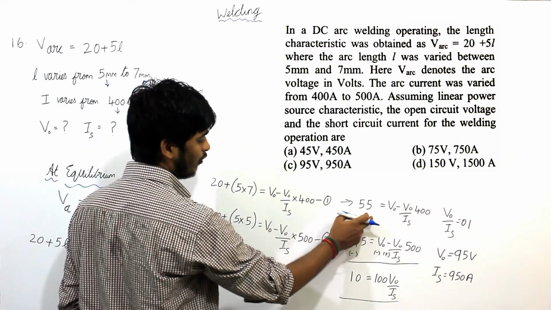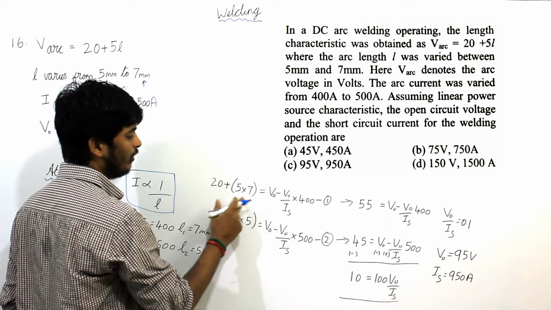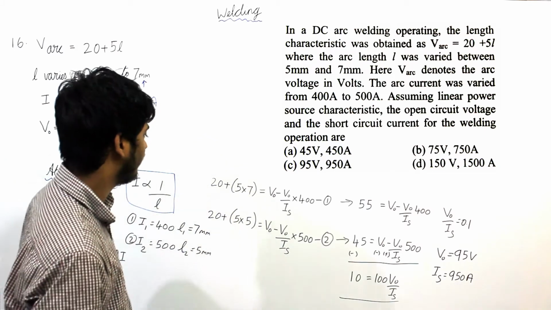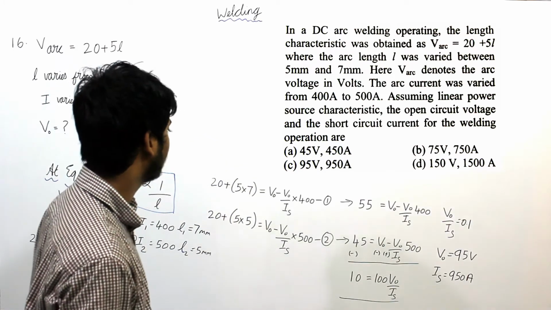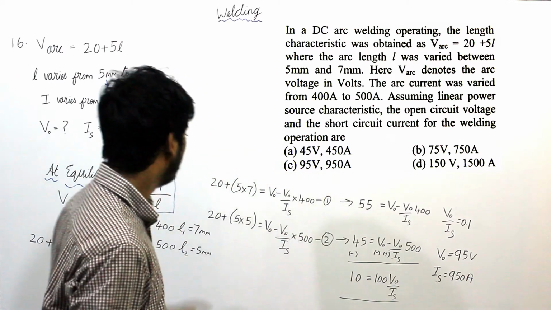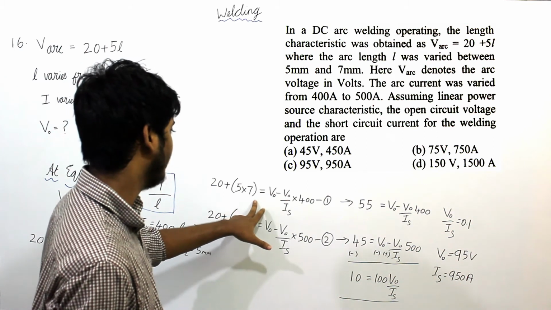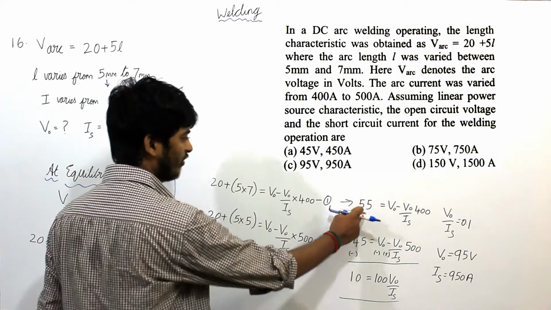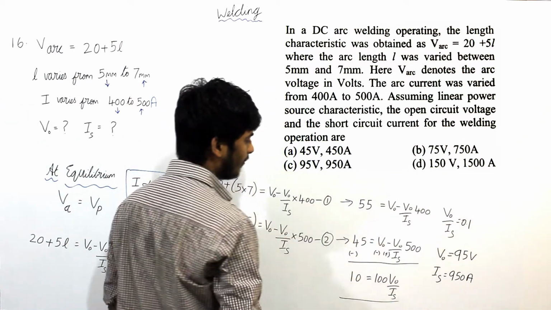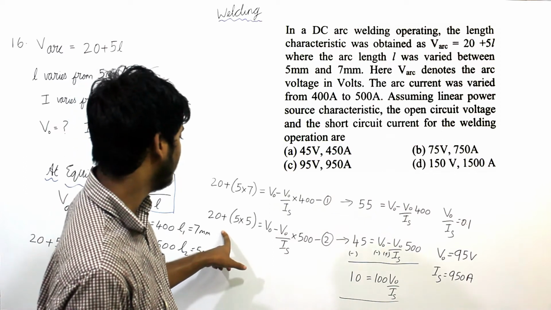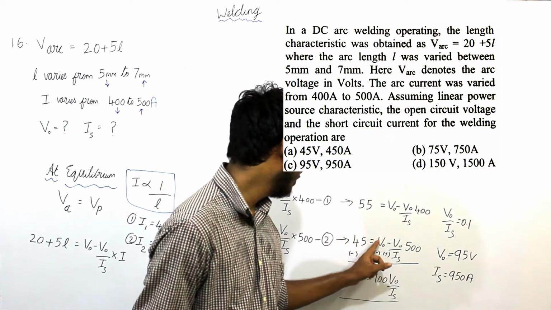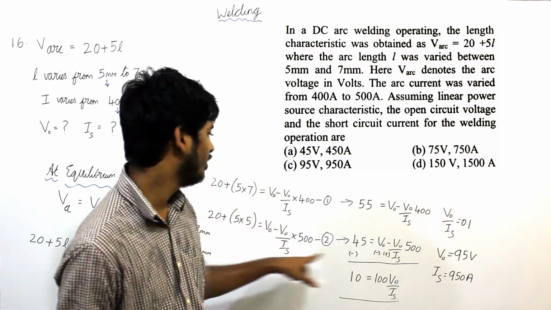After getting equations 1 and 2, I am simplifying them. 20 plus 5 into 7 is 35, so 35 plus 20 is 55. So 55 is equal to V0 minus V0 by IS into 400. The second equation simplifies as 20 plus 5 into 5 is 25, and 25 plus 20 is 45. So 45 is equal to V0 minus V0 by IS into 500.